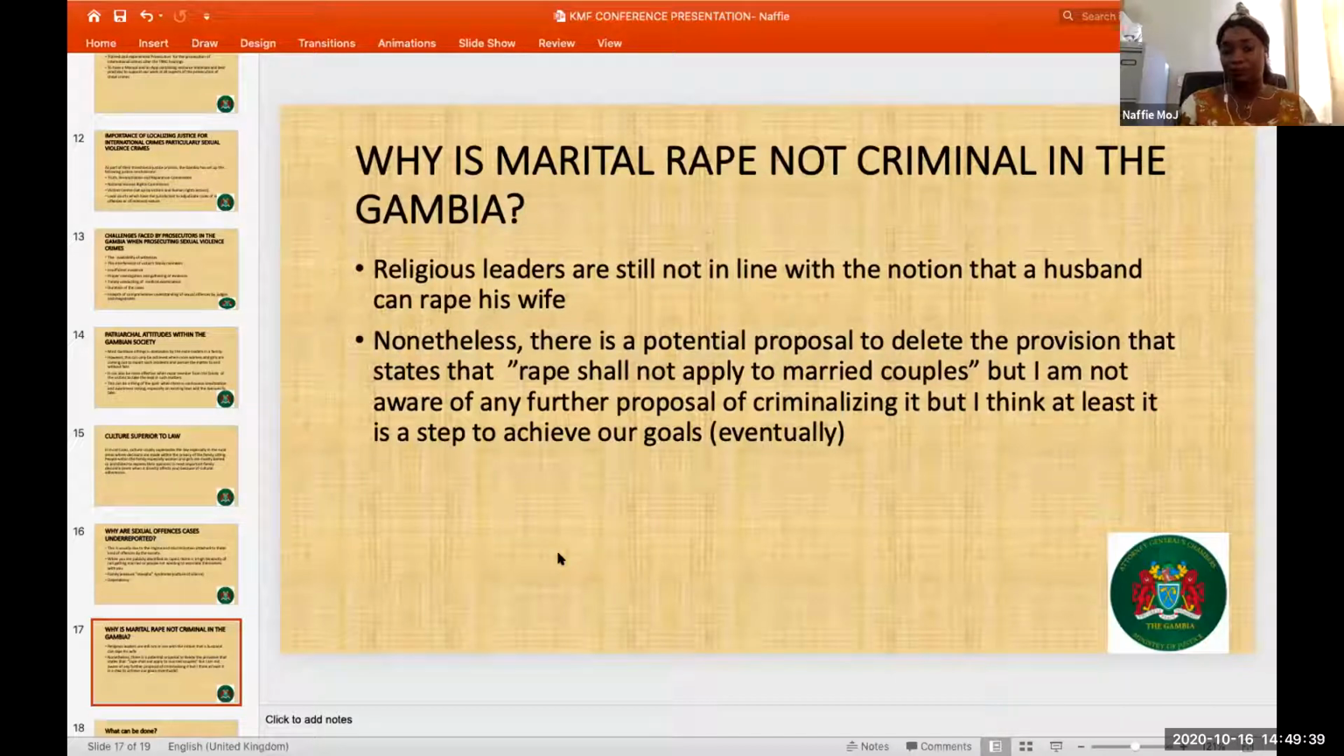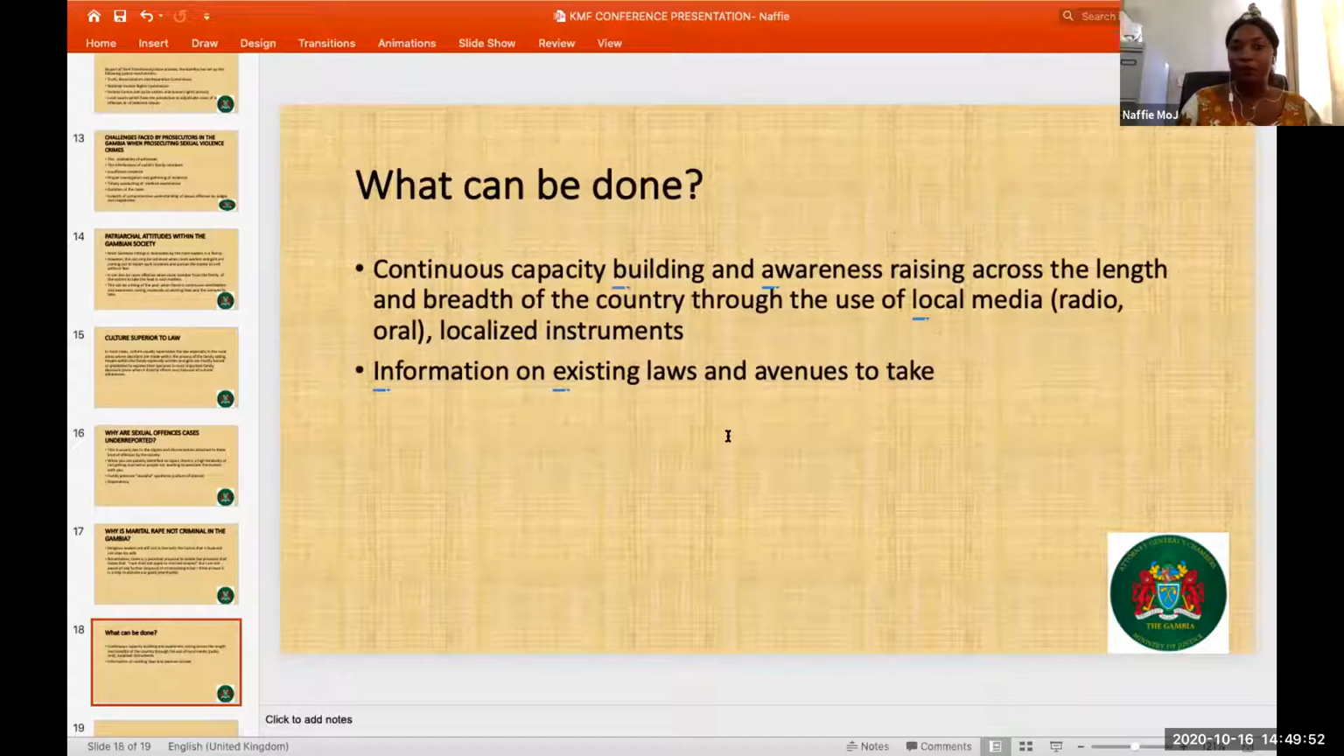But I think it's also a step to just having the law silent on it. Then probably it could be challenged in court that since it is silent, it could be deemed as if it is criminal. I don't know. That's my opinion anyway. So what can be done?